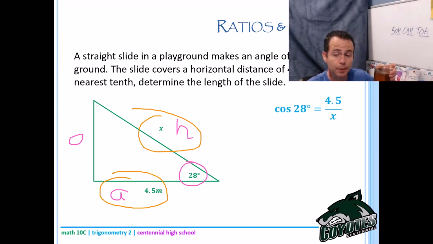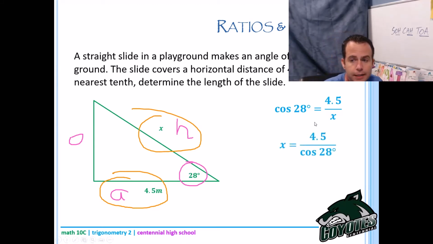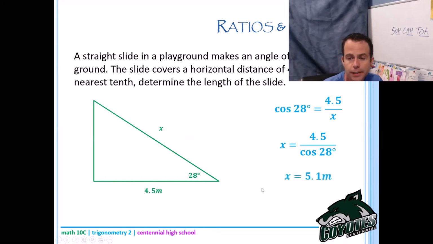I have to multiply both sides by x to get rid of that division. Then I have to divide both sides by the cos of 28, and I just went right to that step. Okay, so then 4.5 divided by the cos of 28 gives me 5.1. Now, this was like an application question, so you should always conclude with some sort of a concluding sentence. So the slide is 5.1 meters in length.